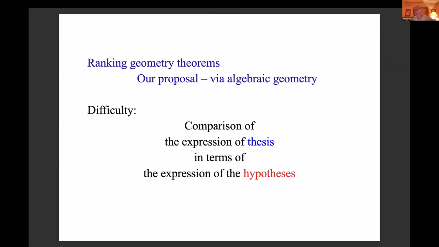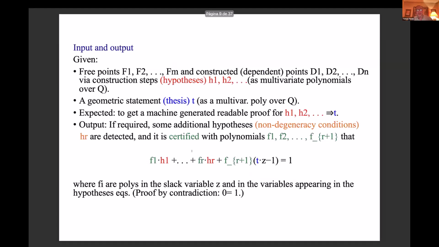We say that the statement is difficult if the thesis is difficult to express as a combination of the hypotheses. In some sense, the longer the length of the proof, the more difficult the theorem should be. Sometimes the hypotheses are very complicated, but the thesis is one of the hypotheses, so it will be trivial. So it is the comparison between the expression of the thesis in terms of the expression of the hypotheses. And this is our proposal for measuring, in some sense, geometry theorems.